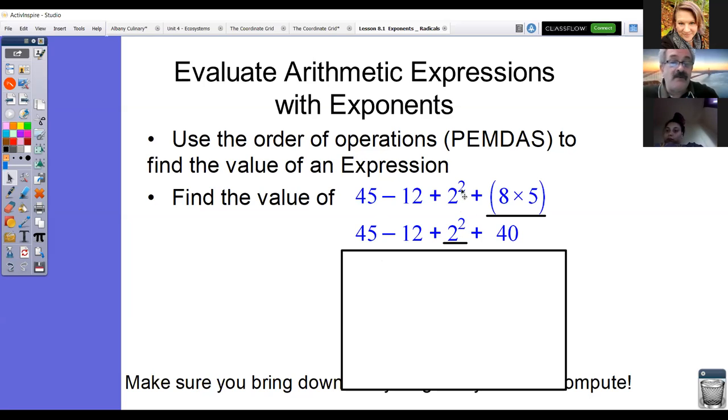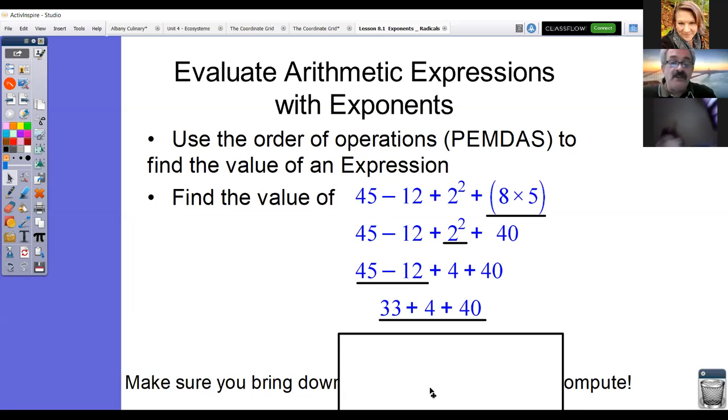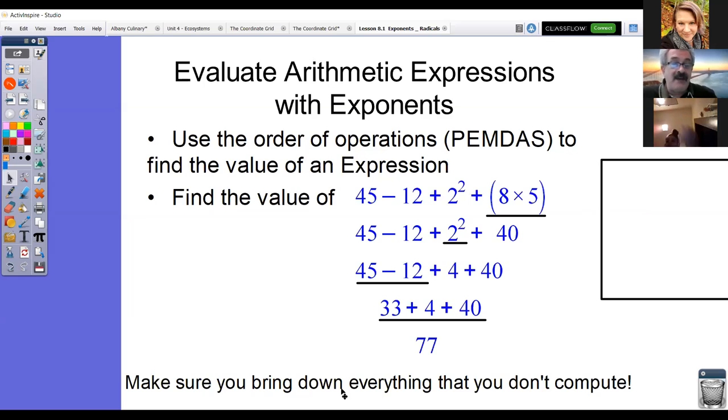Okay, exponents. We've got 2 squared. I'm going to do that one next, and that's going to be 4. So I've got 45 minus 12 plus 4 plus 40. Next, we're going to do multiplication and division. We don't have any of that. So now we're going to do addition and subtraction. Remember that we always go left to right when we have just addition and subtraction. So 45 minus 12 is 33. And then I'm going to add. Now it's all addition, so all I have to do is keep adding it together. But the big thing is to make sure you bring down everything that you don't compute. If you forget anything, it's going to throw your answer way, way off.